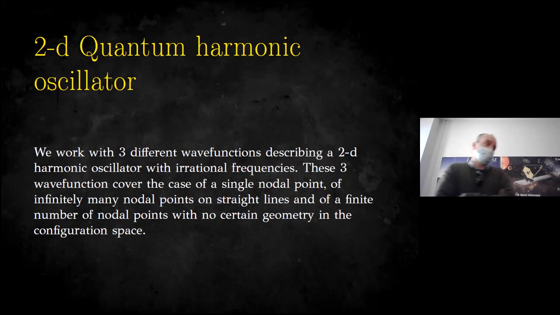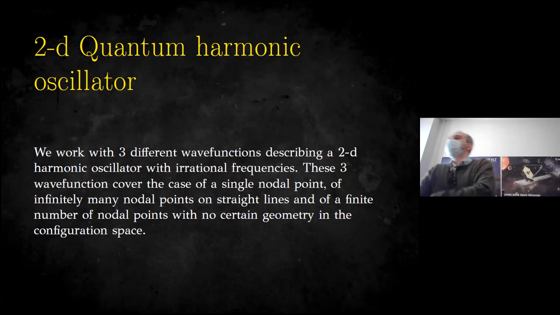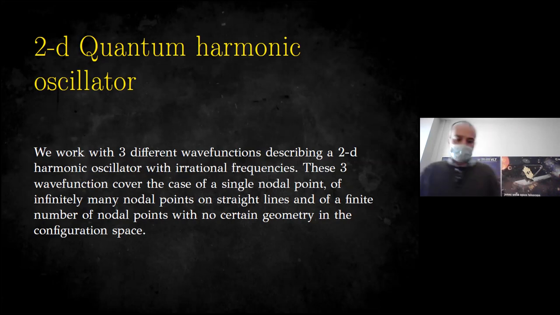The irrational frequencies are a prerequisite in order to observe chaos. If the frequencies are commensurable, then we have periodic trajectories. These three wave functions cover the case of a single nodal point, of infinitely many nodal points along straight lines, which was the case of the qubits that I have shown you in the past, and of a finite number of nodal points with no certain geometry in the configuration space. This last one is the most difficult, and the most general case that we may find.